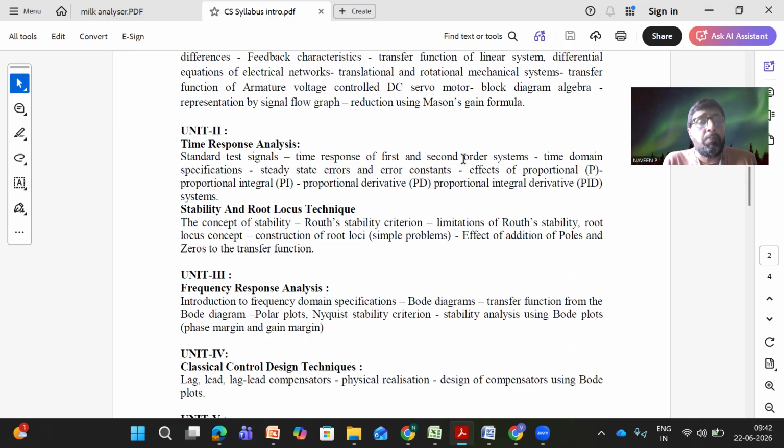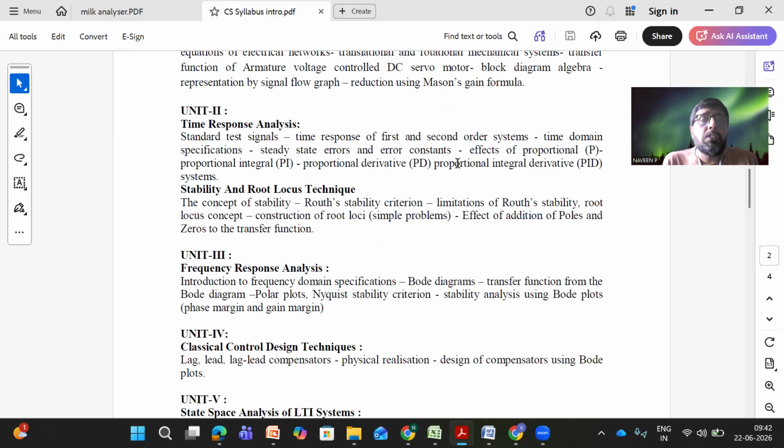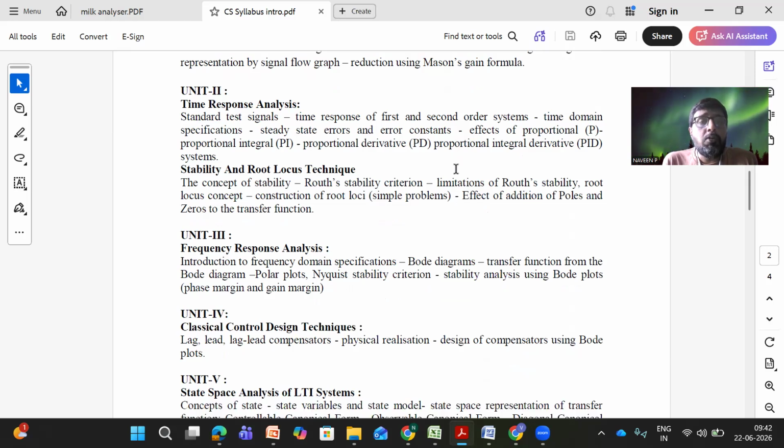We need to know about rise time, peak time, settling time, maximum peak overshoot, and steady state error. And apart from that, we need to know about error coefficients and error constants. Next, you need to know the effect of proportional, integral, and proportional integral derivative controllers over the control system. In the same unit, we have another part, that is stability and root locus technique.